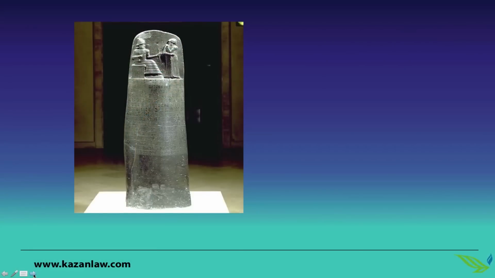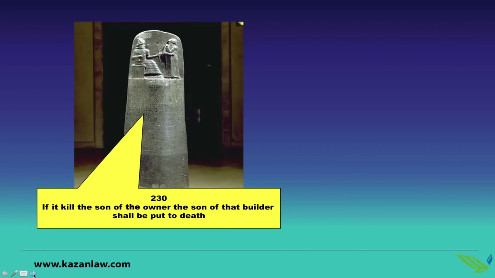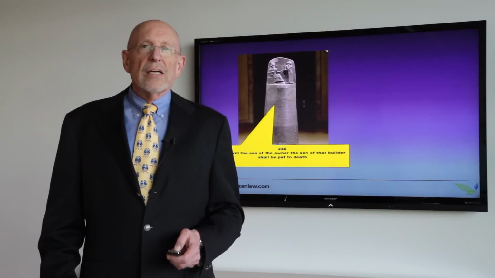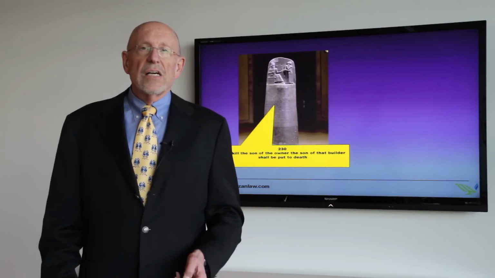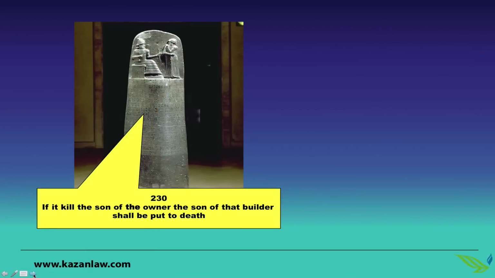There's another interesting provision in this code. If instead of the owner of the new building dying, it's his son who dies, then it is the son of the builder, not the builder himself, who shall be put to death. A classic illustration of an eye for an eye, a tooth for a tooth.